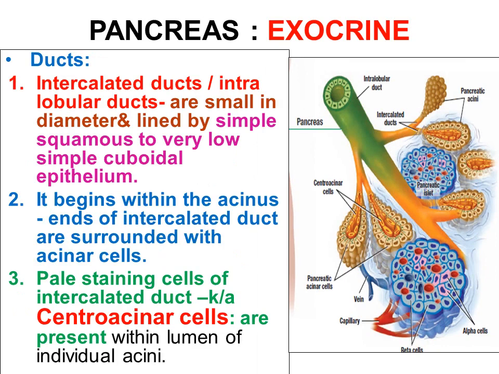The centroacinar cells are lying within the lumen of individual acini, thereby forming the intercalated or the intralobular duct, which are small in diameter and lined by simple squamous to very low cuboidal type of epithelium. It begins within the acinus. Ends of intercalated ducts are surrounded by the acinar cells or the pyramidal cells. The pale staining cells of the intercalated duct, as already discussed, the centroacinar cells, might be present within the lumen of individual acini.